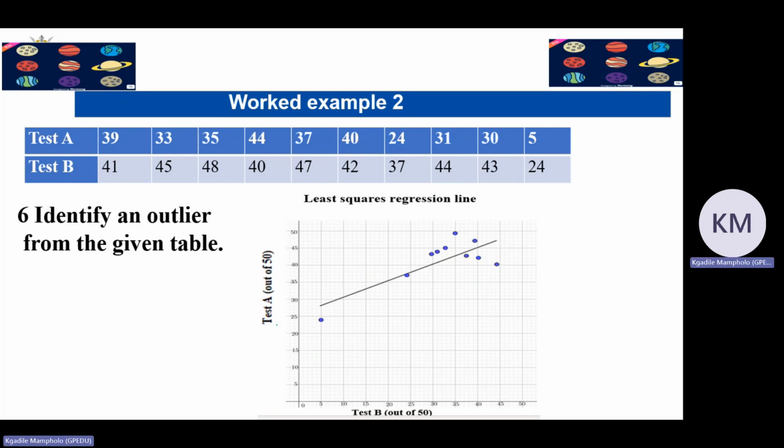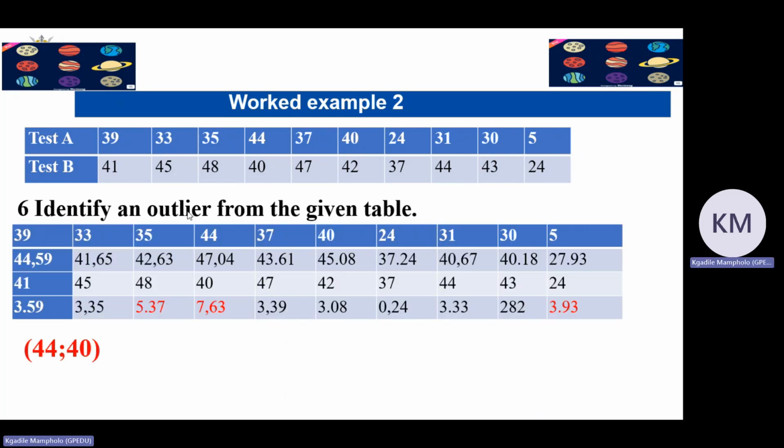One method can be this. We'll check the 3 points which we can identify as the possible outlier. So what you can do to check which one is an outlier, you'll use the least squares regression line to determine the estimated mark of test B if test A is 35.